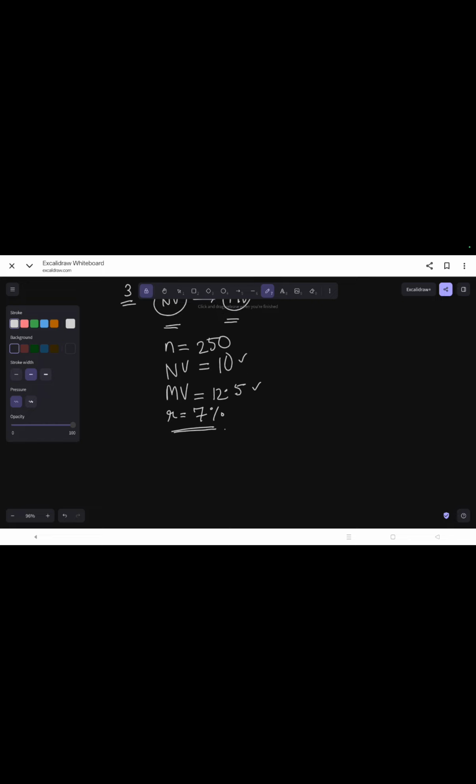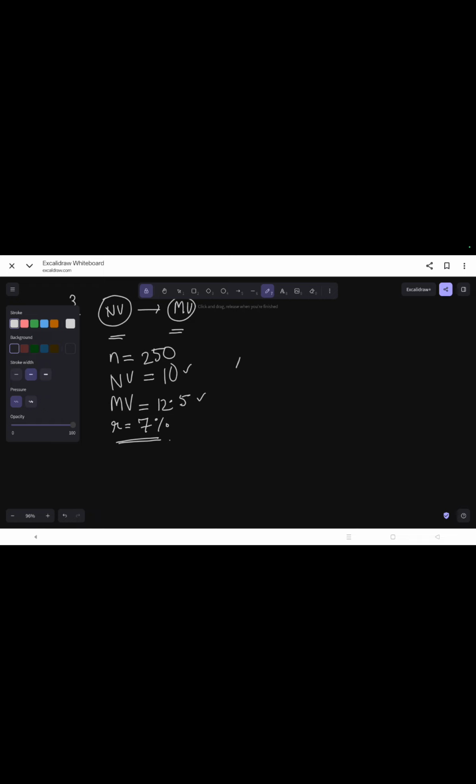Now we have been asked to find the dividend. So what is the formula of dividend? It is nothing but N into NV into rate percent, nothing else. You know the formula, right? 250 into nominal value 10 into rate percent 7. So the 0 gets cancelled, and 25 into 7 is 175. Understood? It's very simple. Just put in the values.